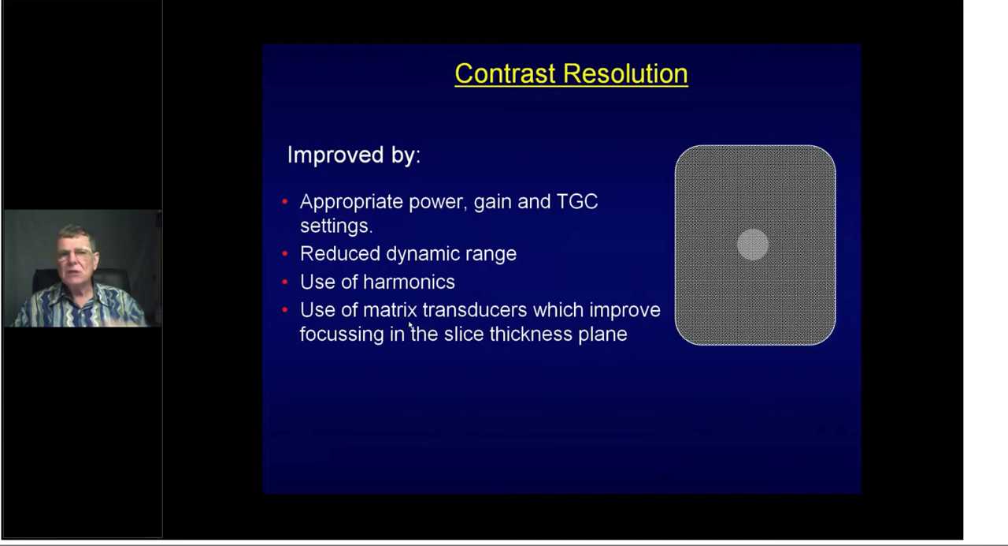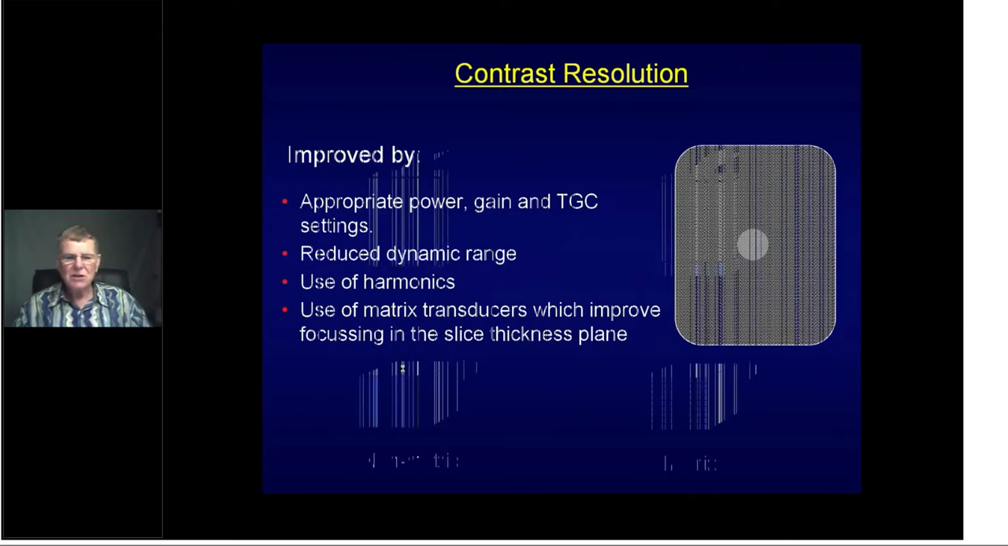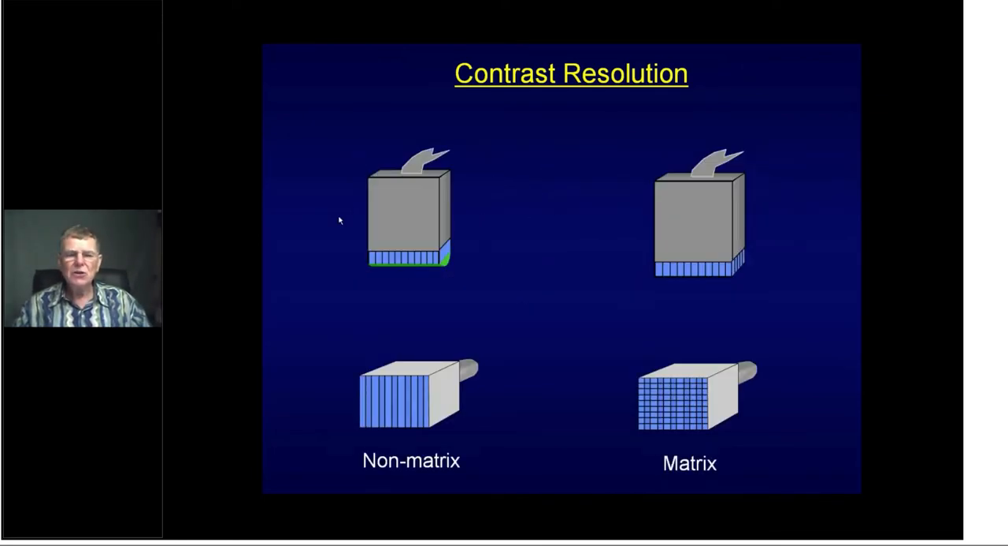Use matrix transducers if you've got them available. Matrix transducers actually variable focus the image in the slice thickness plane as well as the beam width plane. They're superb. Most transducers use a lens in the slice thickness plane, which is set as weak focusing, and you wind up with a moderately thick slice thickness. But a matrix transducer doesn't. This is just a reminder to you about a matrix transducer.